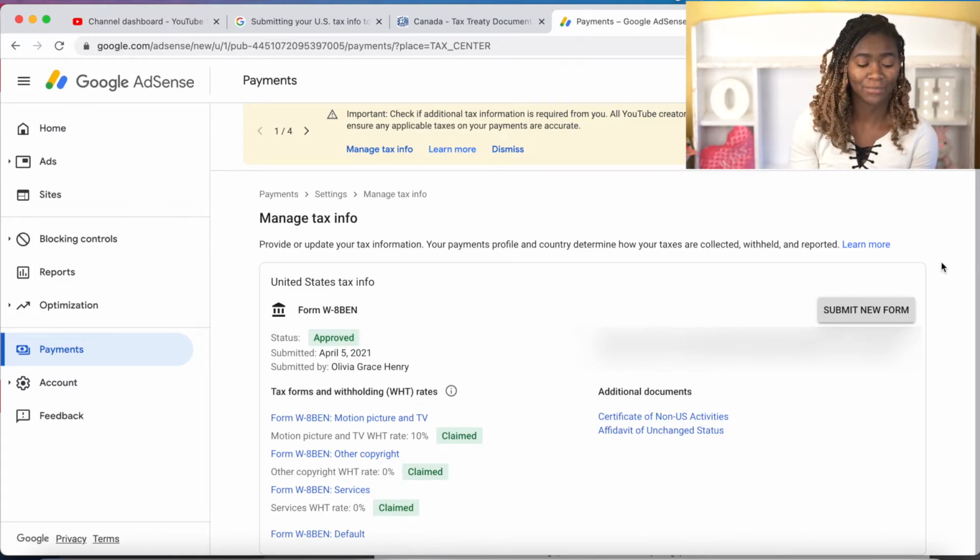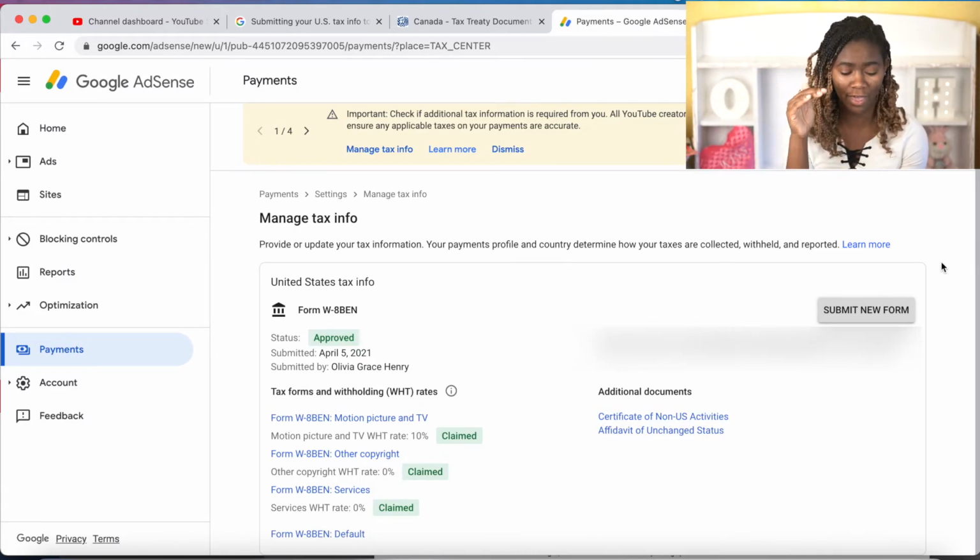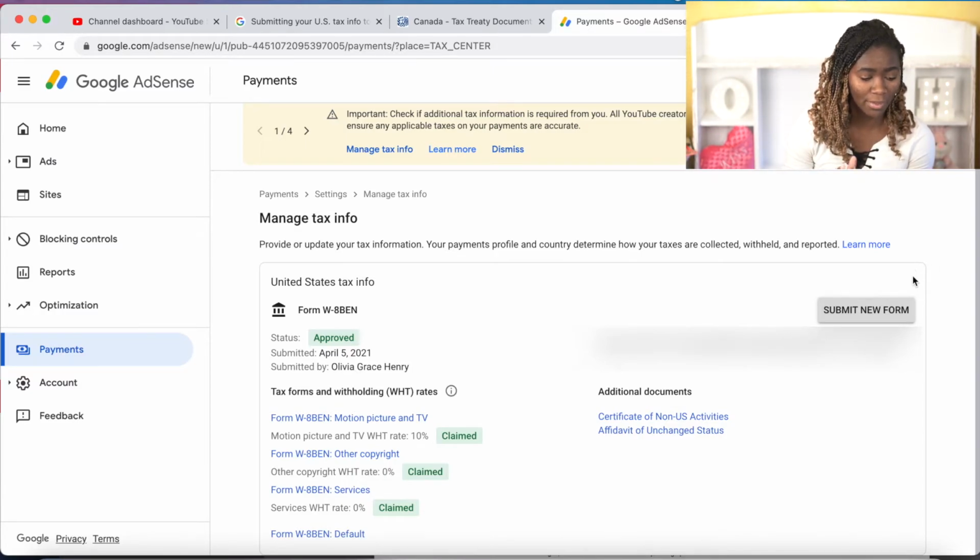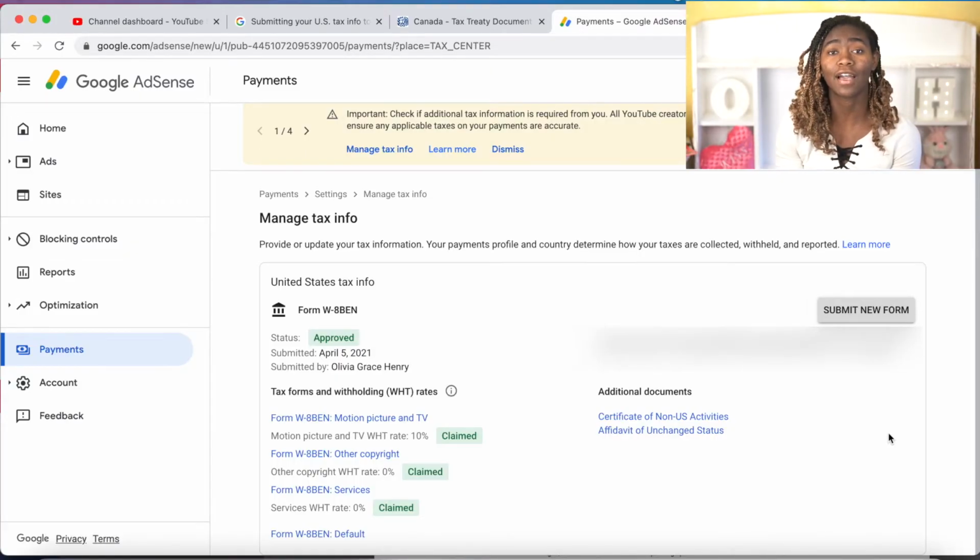Okay, so I have gone in and I have done everything the same except for that one section. So now in my AdSense, it says that my status has been approved and I have claimed the 10% for the motion picture and TV, 0% for other copyright, 0% for services. So basically, I'm not involved in any YouTube movies or anything as of right now. I don't know about the future, but as of right now, I'm not going to get double taxed because for AdSense and the YouTube Partner Program, I am having 0% withheld because Canada has a treaty agreement with the United States. So I was very worried that I was going to get double taxed, and according to this form, which has apparently instantly been approved, I am not going to get double taxed.